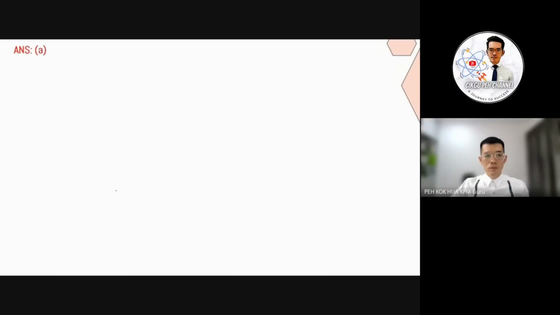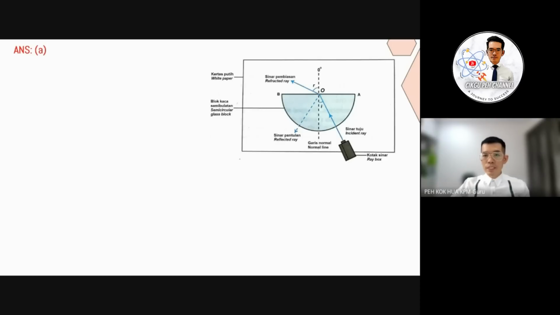So your procedure must include all the observations with different incident angles. Here is the reference answer for question A, where you need a correct diagram for the arrangement of your apparatus for conducting this experiment, together with the appropriate procedure, including the 4 incident angles for your observation. Firstly, you have to draw the apparatus involved in your experiment. You have to label the white paper, your semicircular glass block, and the ray box here.